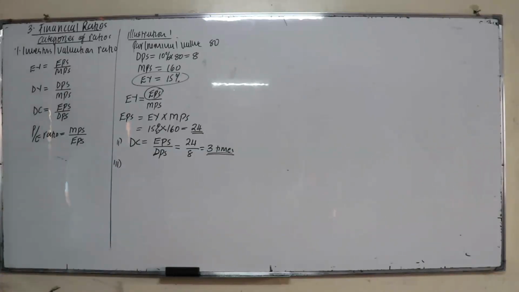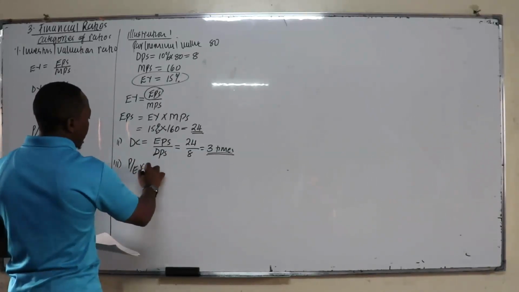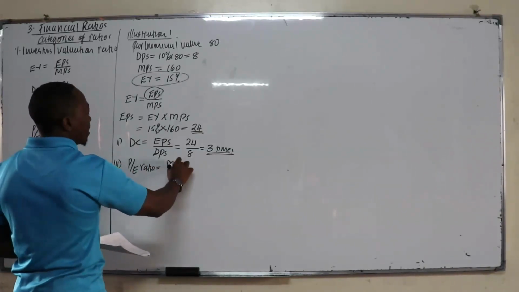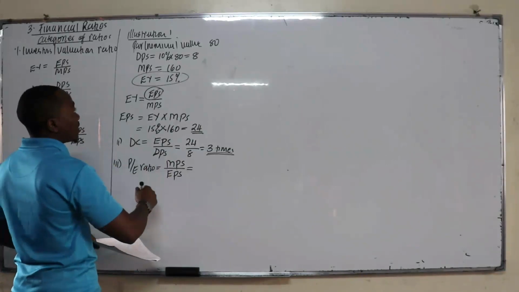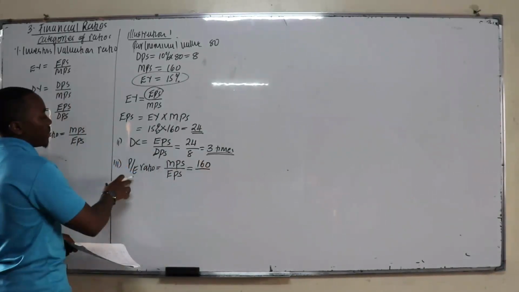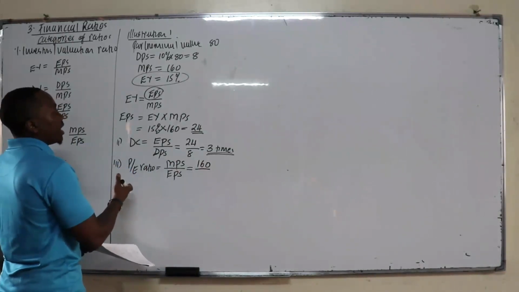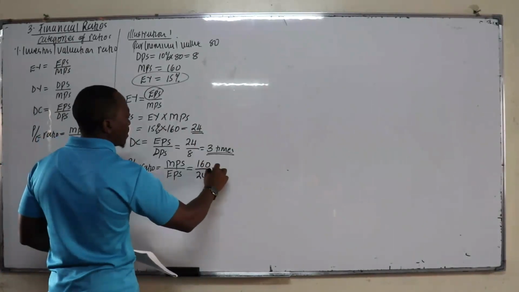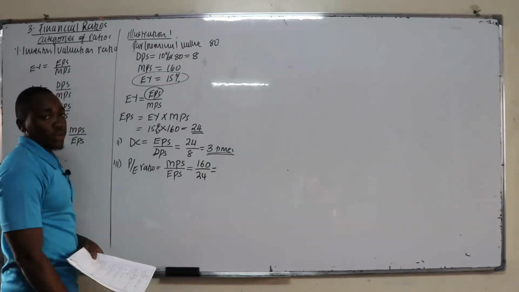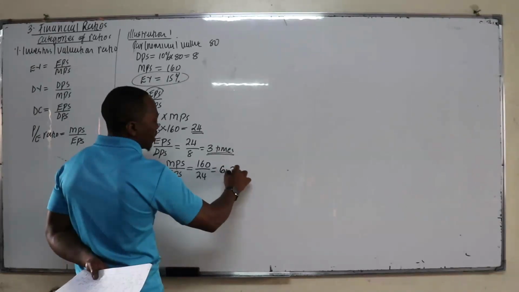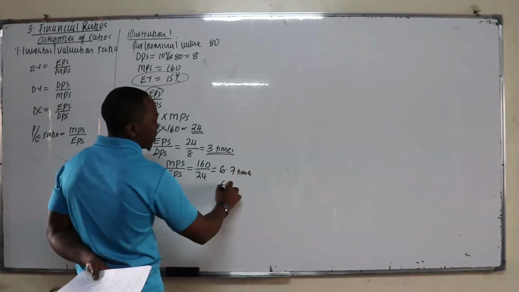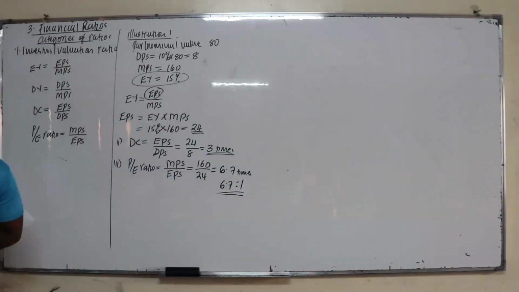Then number 3, we wanted the price earning ratio. How do we get the price earning ratio? We take the market price per share divided by the earnings per share. Market price per share, we have an amount of 160. You divide by the earnings per share, which is 24. What do you get? 6.7 times, or you can show 6.7 is to 1. Any question before I look at the liquidity ratios?